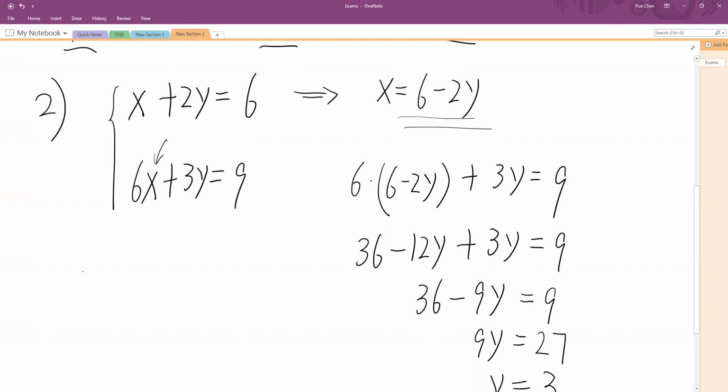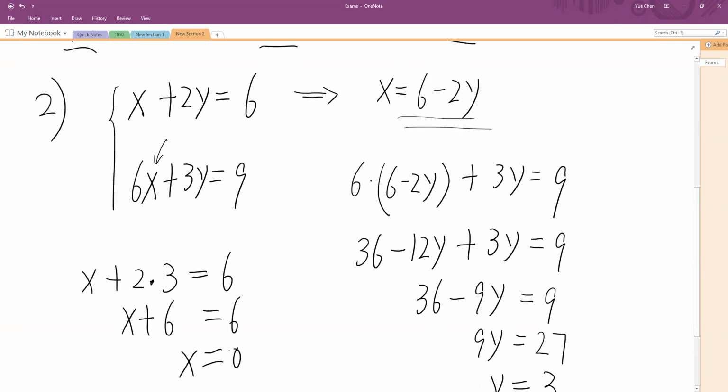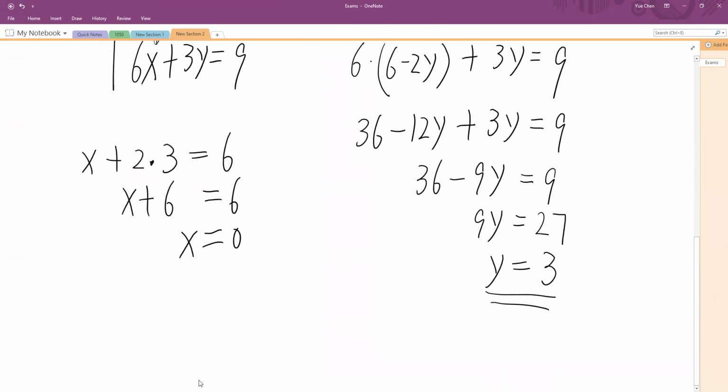Okay. So we plug in x plus 2 times y, which is 3, equals 6. So x plus 6 equals 6. So x equals 0. So you have the solution, which is x equals 0, y equals 3. You can also write it in point form. This is the point (0, 3). Okay, so this is the second problem.